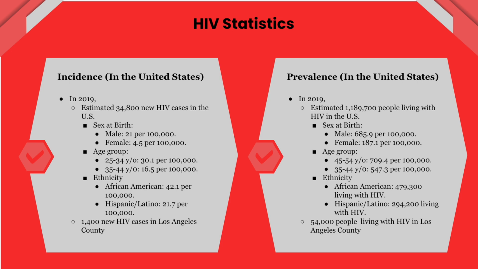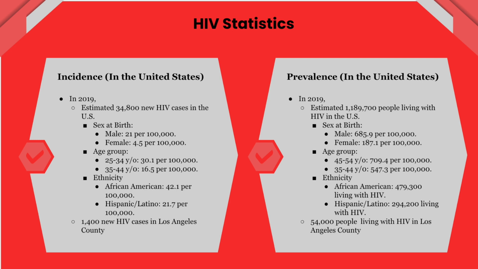And now moving on to prevalence, in 2019, an estimated 1,189,700 people were living with HIV in the United States. When broken down by category, we see the different rates per 100,000 population, starting off with sex at birth. Males had a rate of 685.9 compared to 187.1 for females.